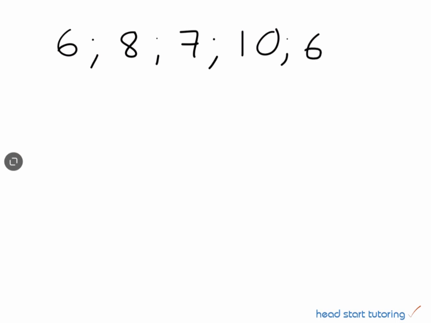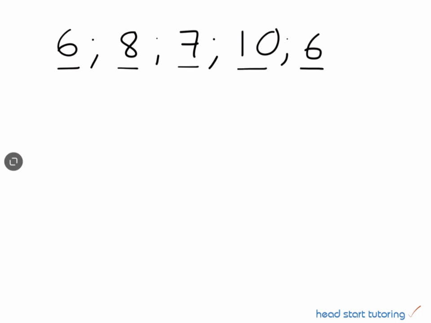Brett has written 5 out of his 6 tests for the term. Each of his tests is out of 10. So Brett has received 6 out of 10 for his first test, 8 out of 10 for his second, then 7 out of 10, 10 out of 10, and 6 out of 10.